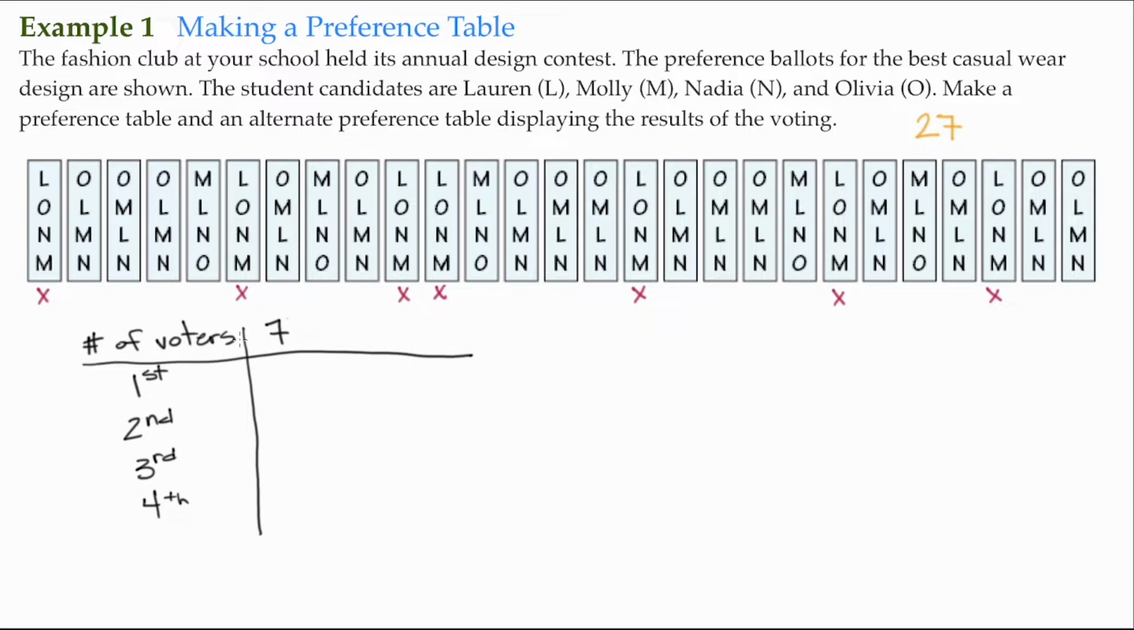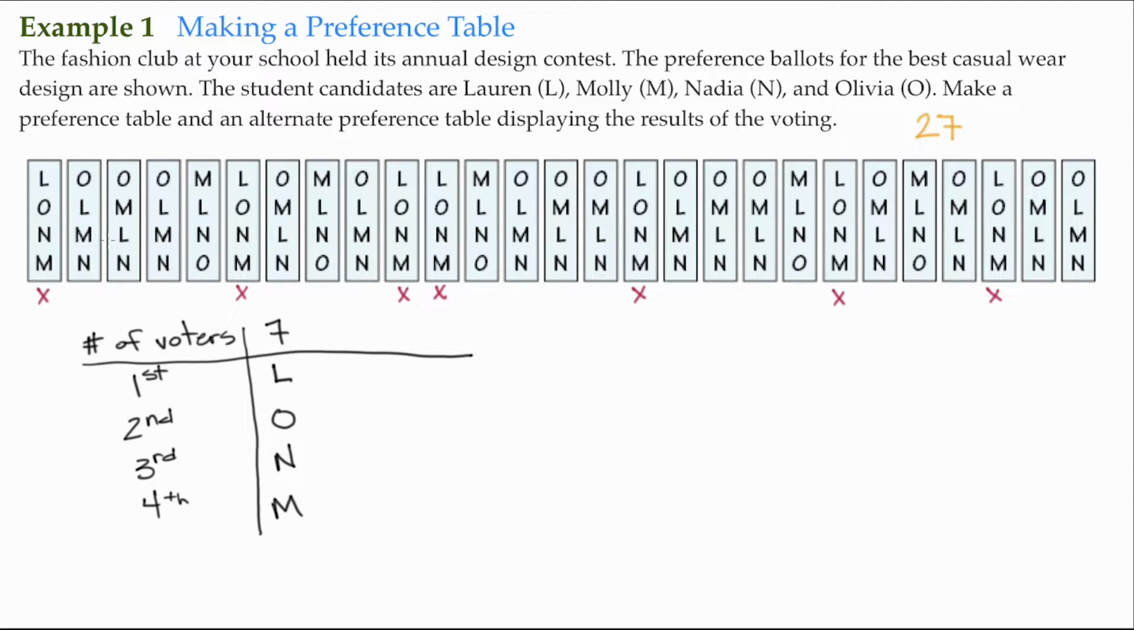And I'm just going to write it up here, the number of voters. There were 7 voters who ranked Lauren first, Olivia second, Nadia third. Here's the third choice. And then Molly fourth. And then we do that for each one of the ballots here.